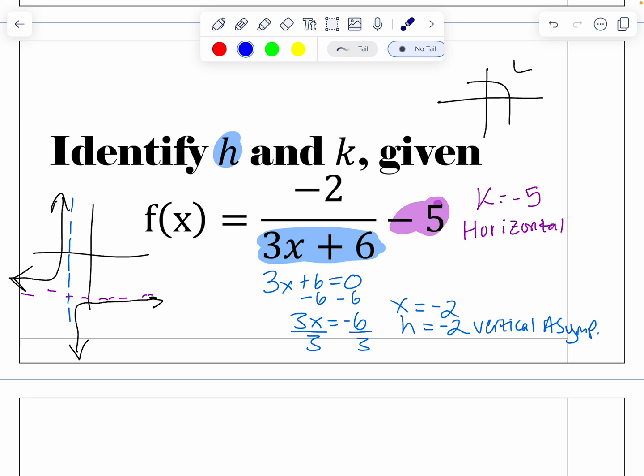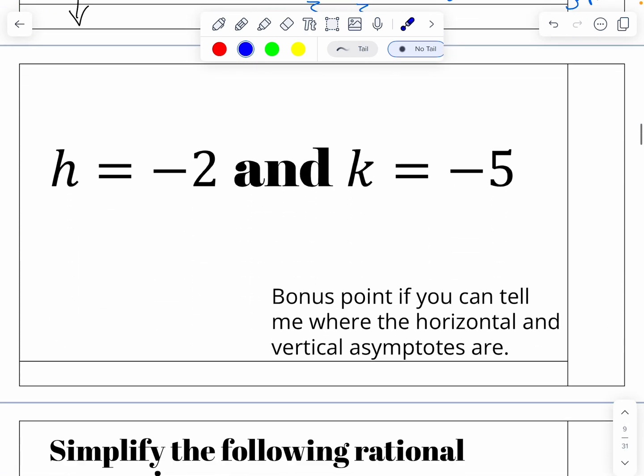So keep that in mind. All right, so those are those questions. Again, figuring out h is down here under the denominator and k is kind of out by itself. And then the main thing is the vertical versus the horizontal asymptotes for those. All right, so that's that.